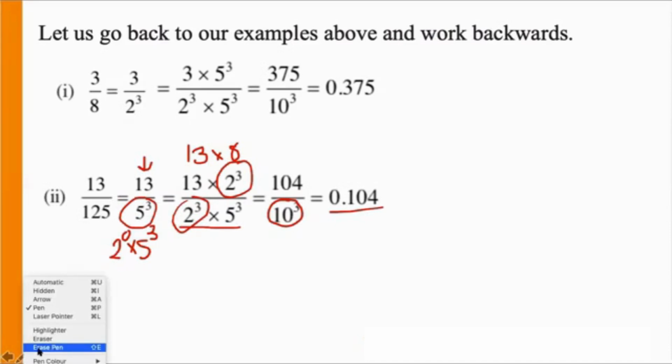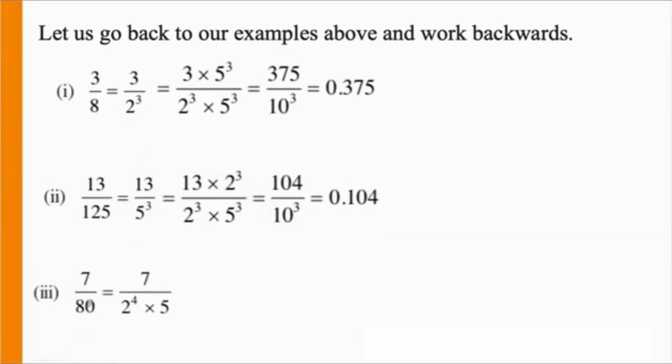Let's take one more example. 7 upon 80. Now it can be written as 7 upon 2 raised to 4 into 5. This is the prime factorization of 80. And it is in the form of 2 raised to n, 5 raised to m. Here 5 has the power of 1.